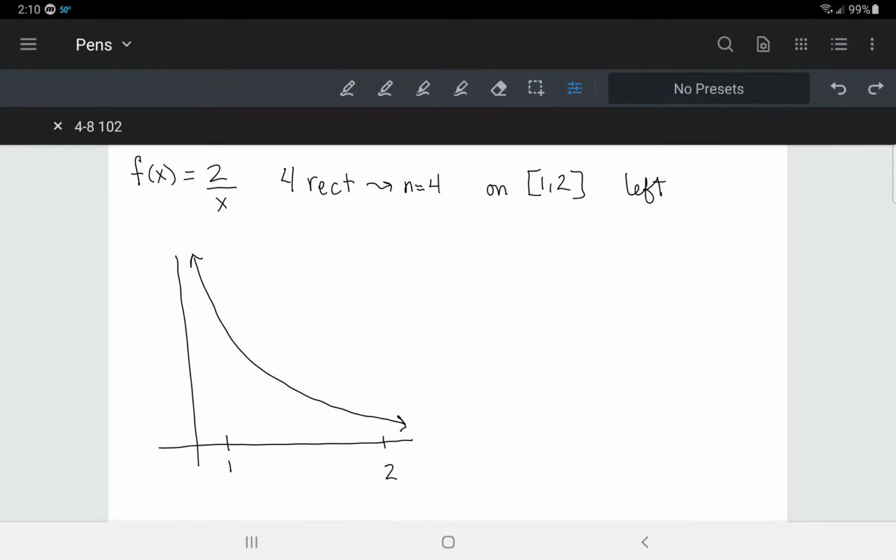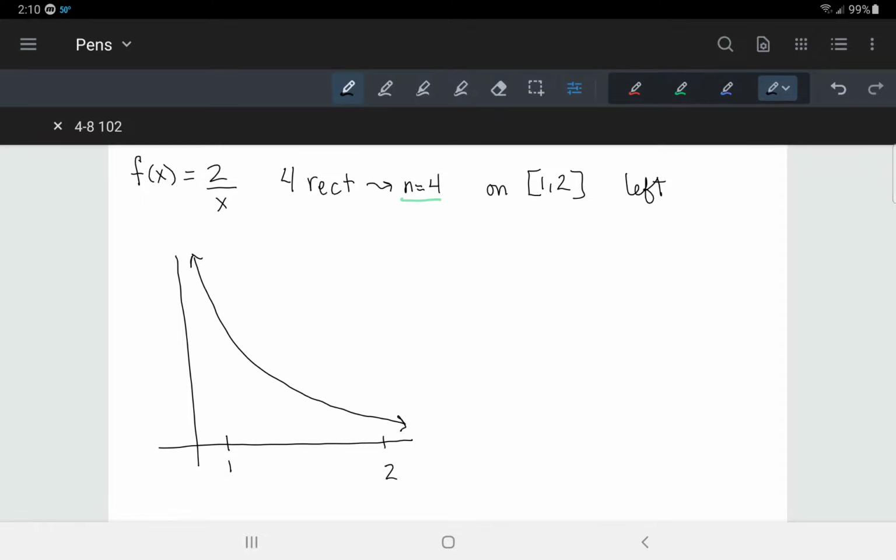Let's estimate the area under the curve f of x is equal to 2 divided by x using 4 rectangles, which means n is equal to 4, on the interval from 1 to 2 using the left-hand endpoints.